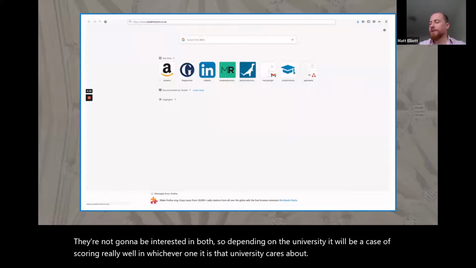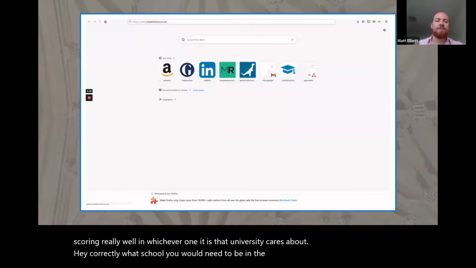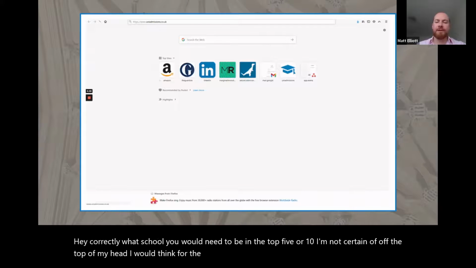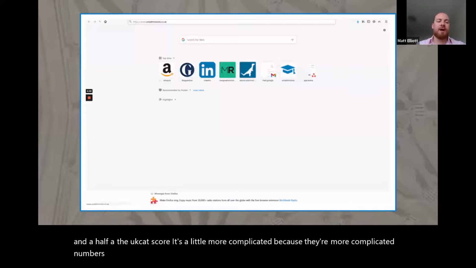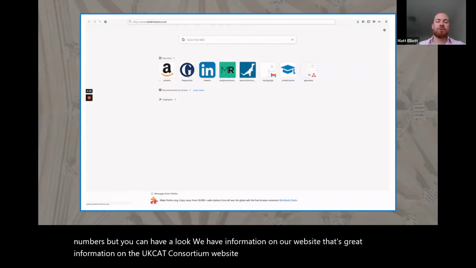Exactly what score you would need to be in the top 5 or 10%, I'm not certain of off the top of my head. I would think for the BMAT, you would be looking to get about 6.1 or 6.3, 3.5A. The UCAT scores are a little more complicated because they're more complicated numbers. But you can have a look. We have information on our website. There's great information on the UCAT Consortium website as well about what scores correspond to what percentile. So I would have a look at that.